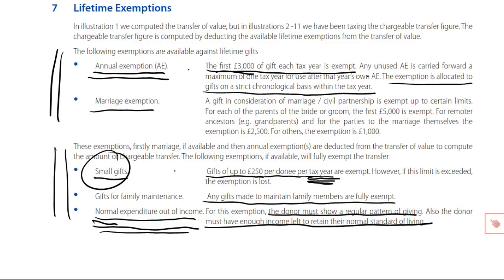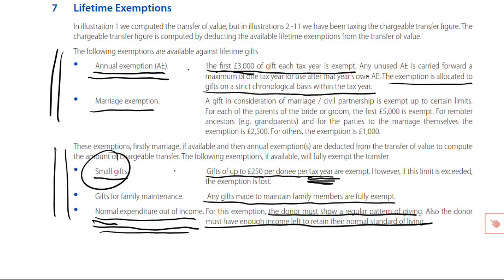And that is true whether the transfer that you are dealing with is a PET or a CLT. Now, we know that CLTs are immediately chargeable when made. We don't wait around to see whether the taxpayer dies within the next 7 years. It's immediately chargeable. Whereas with PETs, at the time you make them, there is no immediate IHT liability. And what was potentially exempt when made would become exempt if you live for more than 7 years.